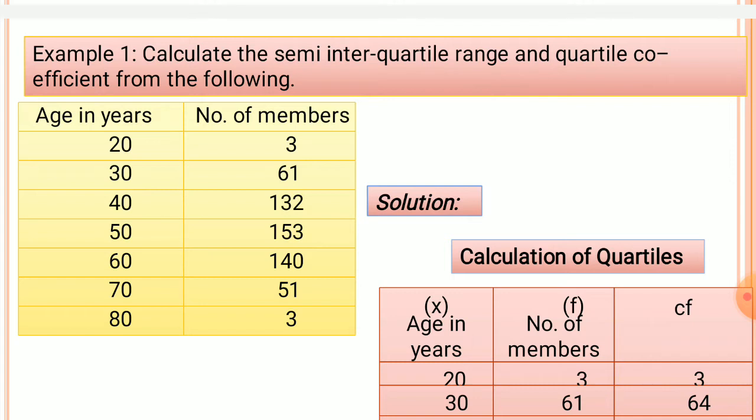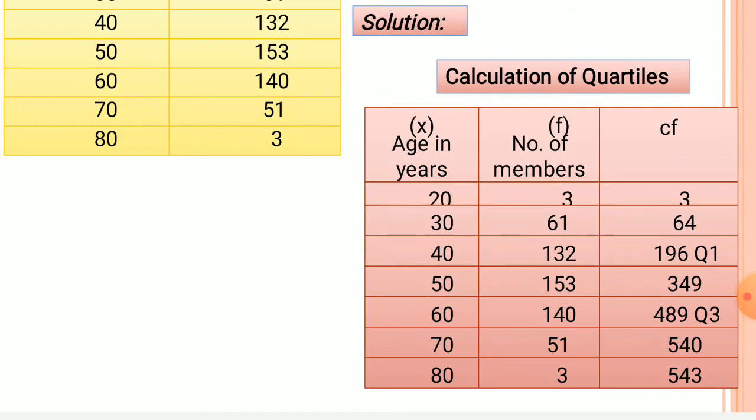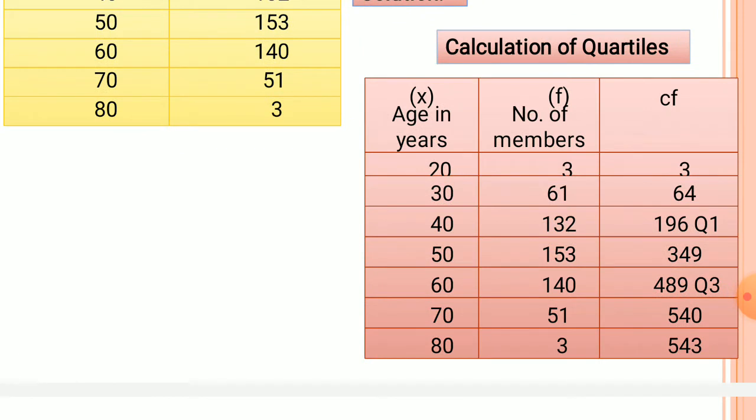Under discrete series, both the values plus frequencies are given. Now age in years x, number of members f. While calculating quartile deviation under discrete series, the first step is to arrange the given data in ascending order. First we have to ensure that the given values are in ascending or descending order.